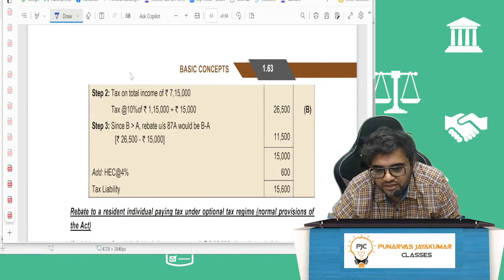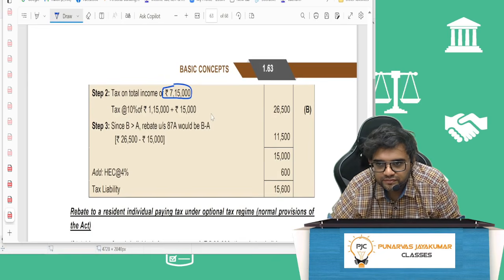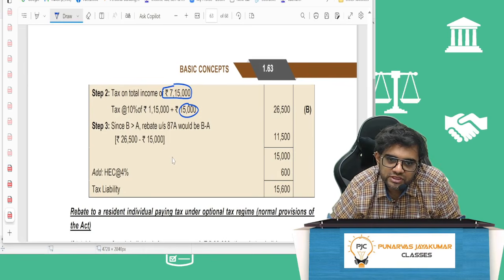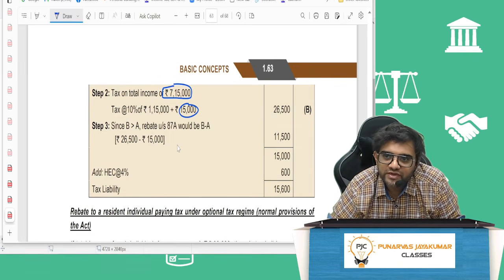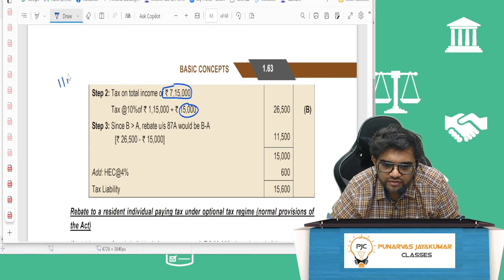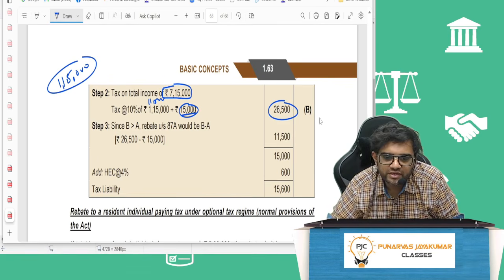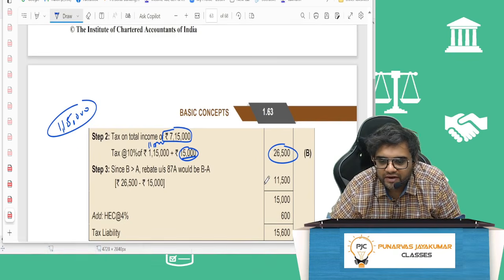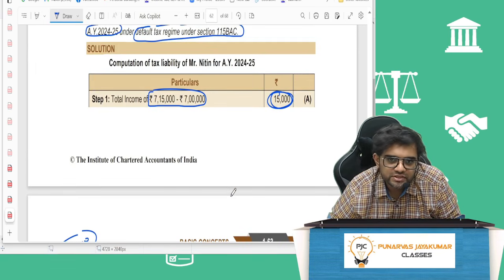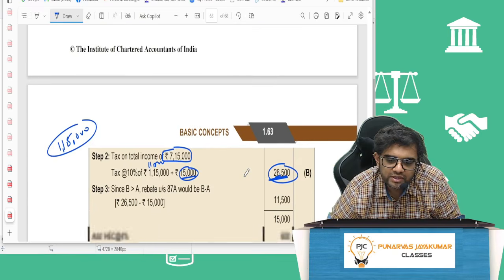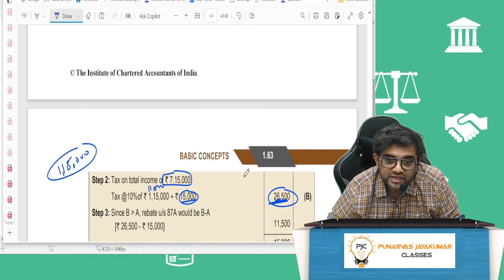Or if it is greater, then the difference only you should take. Now next, tax on total income of 7 lakh 15,000. 0 to 3 nil. 3 to 6 is 15,000. 6 to 7.15 is 1 lakh 15,000. On 1 lakh 15,000, 10%, 11,500. 11,500 plus 15,000 is 26,500. Now I have to pay 26,500, but then what is the limit that is exceeding 7 lakh 15,000?